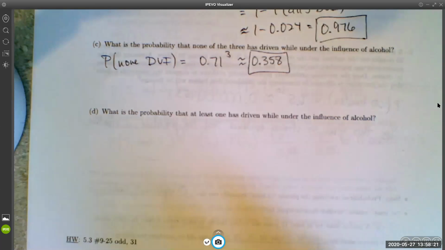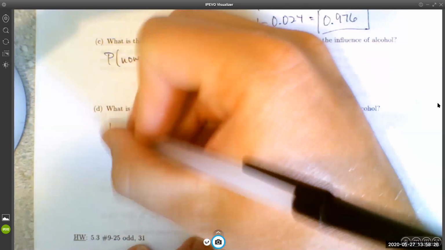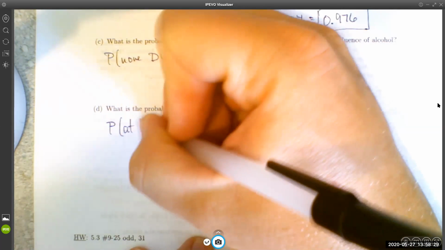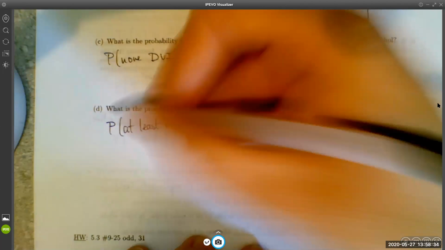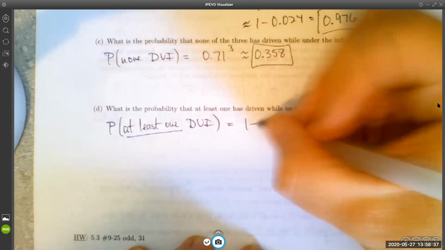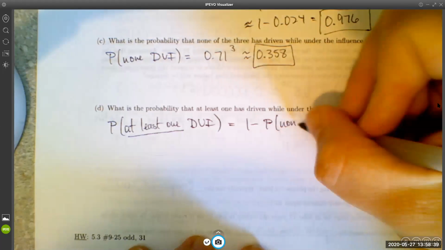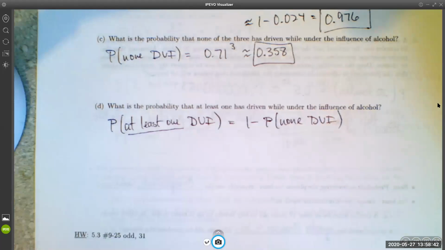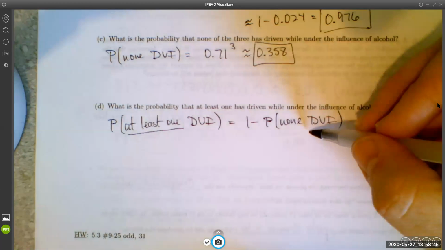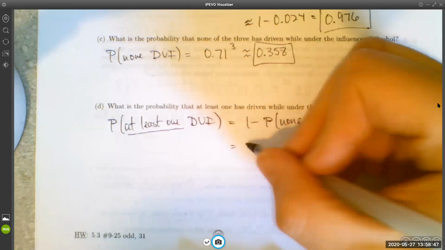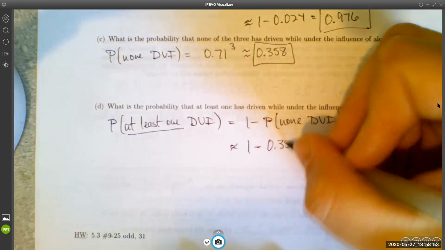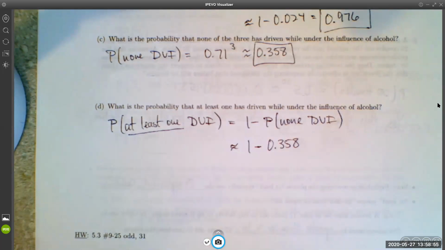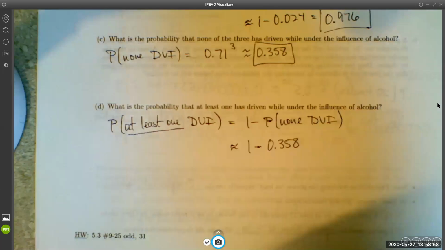And then part D. What is the probability that at least one has driven while under the influence of alcohol? So we want the probability that at least one has driven under the influence. Again, we have that phrase, at least one. The complement is none. So it's 1 minus the probability that none have driven under the influence. Well, that just so happens to be what we did in part C, right? So that's going to be approximately 1 minus 0.358. That's 0.642.